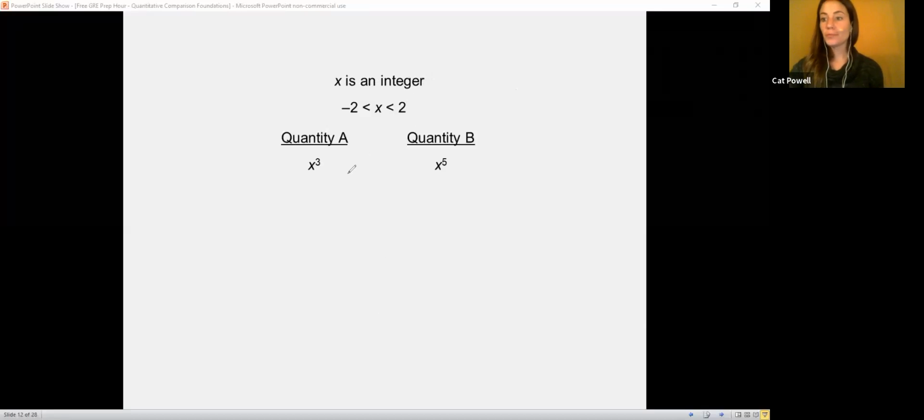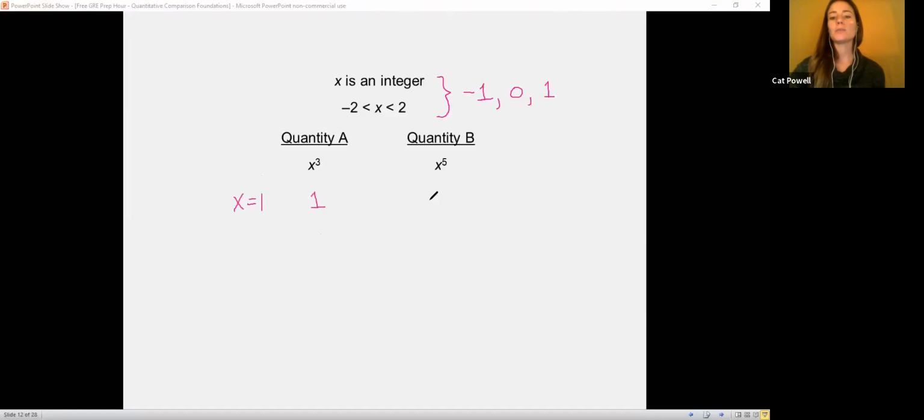X is an integer, so it can't be a fraction or decimal, and it's between -2 and 2. So what numbers am I allowed to test here for X? Yeah. Yep. I can test -1, I can test 0, and I can test 1. So here I only have 3 options. So I'm going to want to check all of those 3 options to see, do I get 2 different cases or not? So if I test X equals 1, well, 1 cubed. Ooh, yeah, Lindsay, why can't I test 1.5?